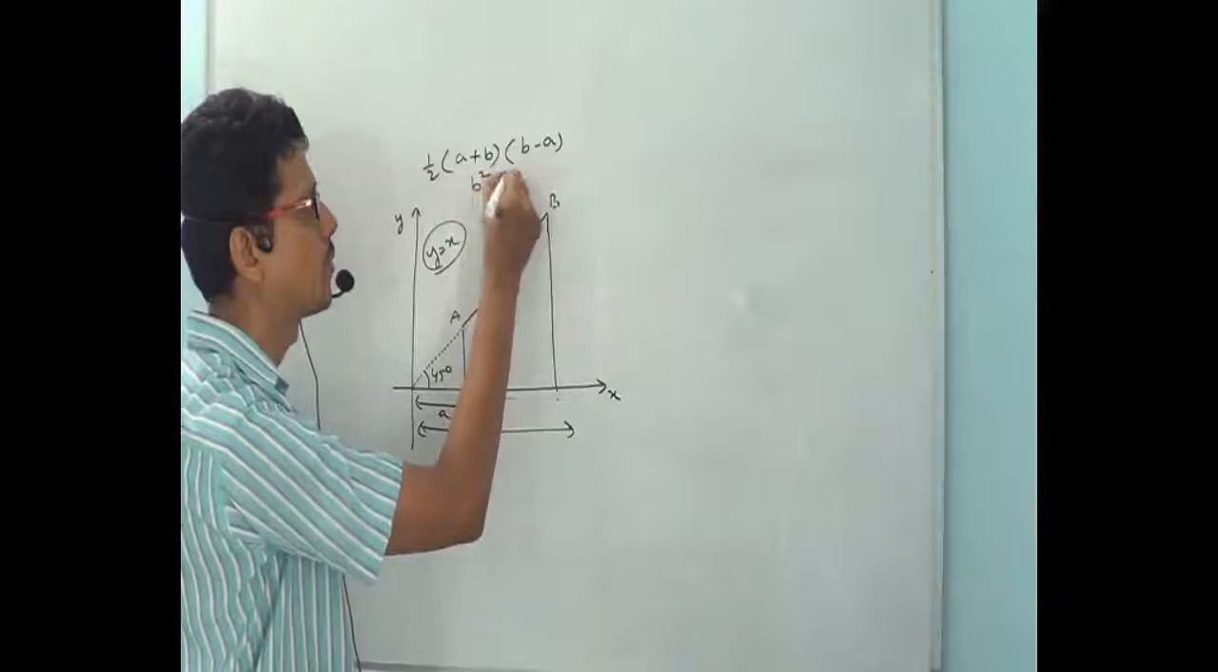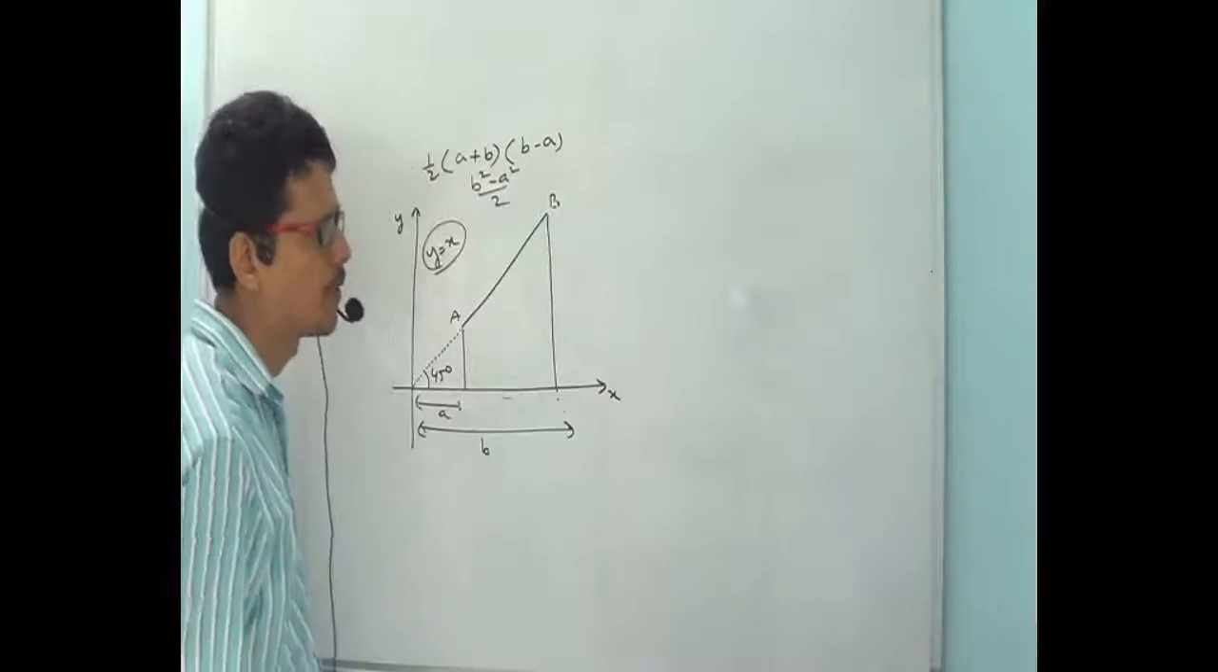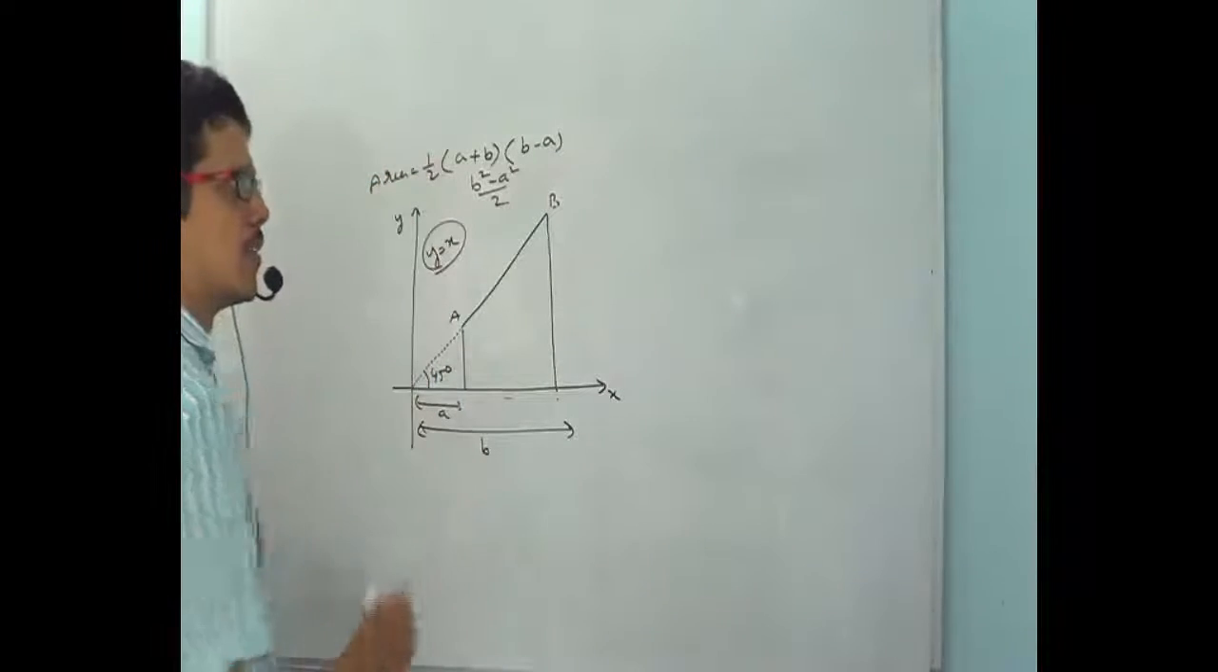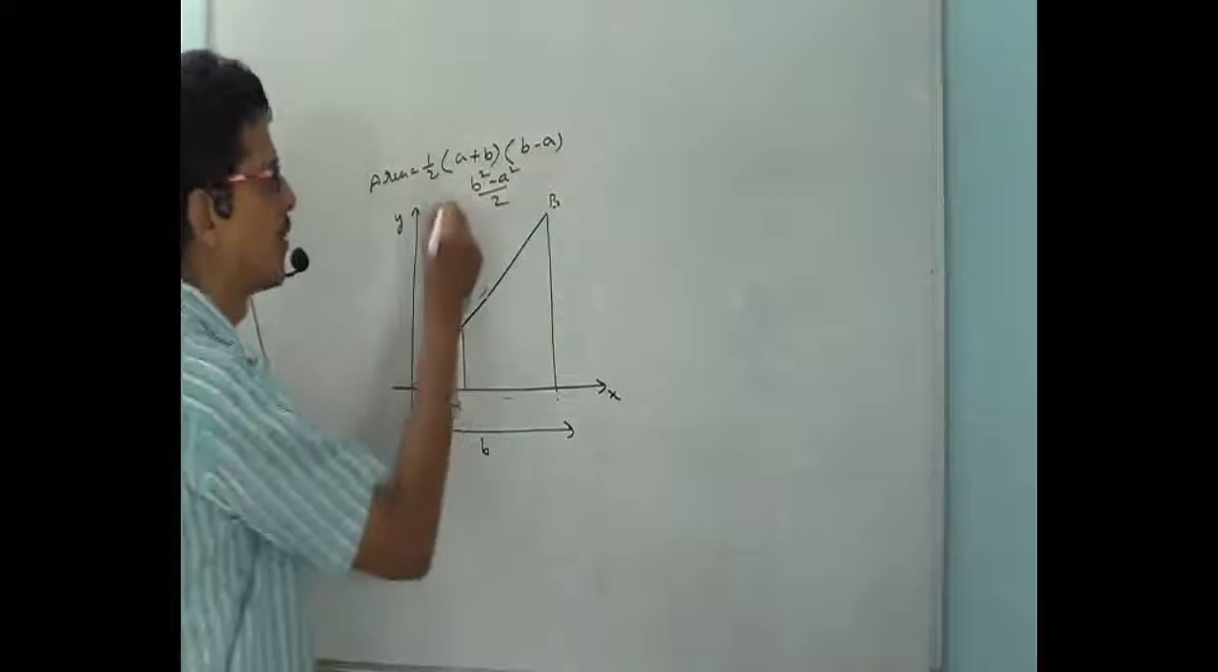What is the answer for us? B square minus A square by 2. This is the area under the graph. This is the trapezium area.